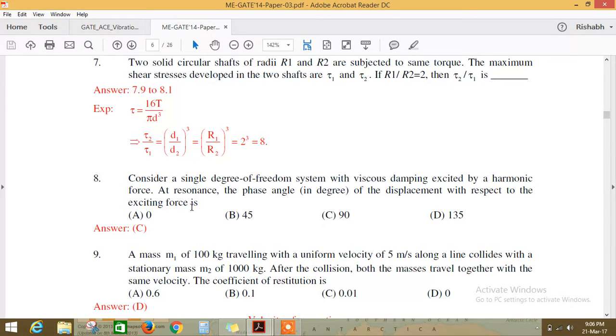At resonance, it is asking the phase angle. You must have remembered the graph between the phase angle and the frequency. If the frequency omega tends to omega n, the natural frequency, which is the case of resonance, the phase angle goes to pi by 2. By remembering the graph you can easily tick the option. So the answer is option C.